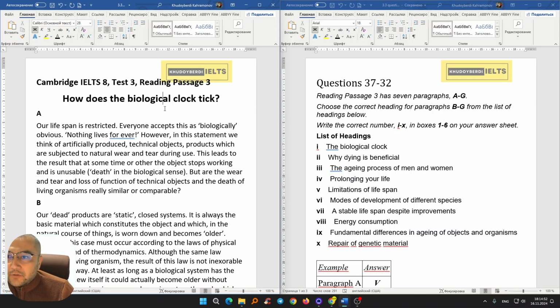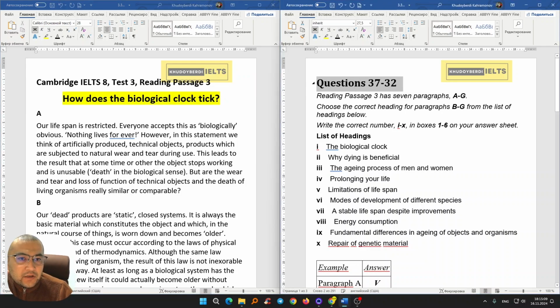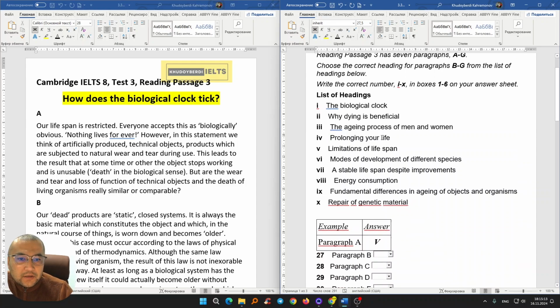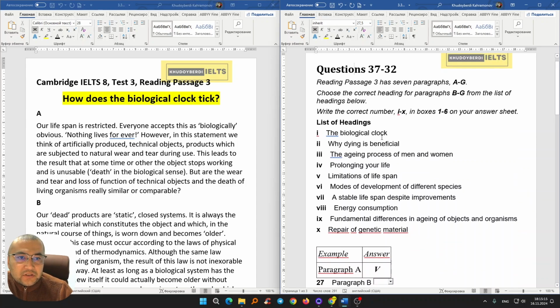Hi everyone, today we are going to do our next Cambridge reading analysis in terms of IELTS 8, Test 3, Reading Passage 3. The topic is about how does the biological clock tick. And as long as we are looking at the question types, the first question is about matching paragraphs.